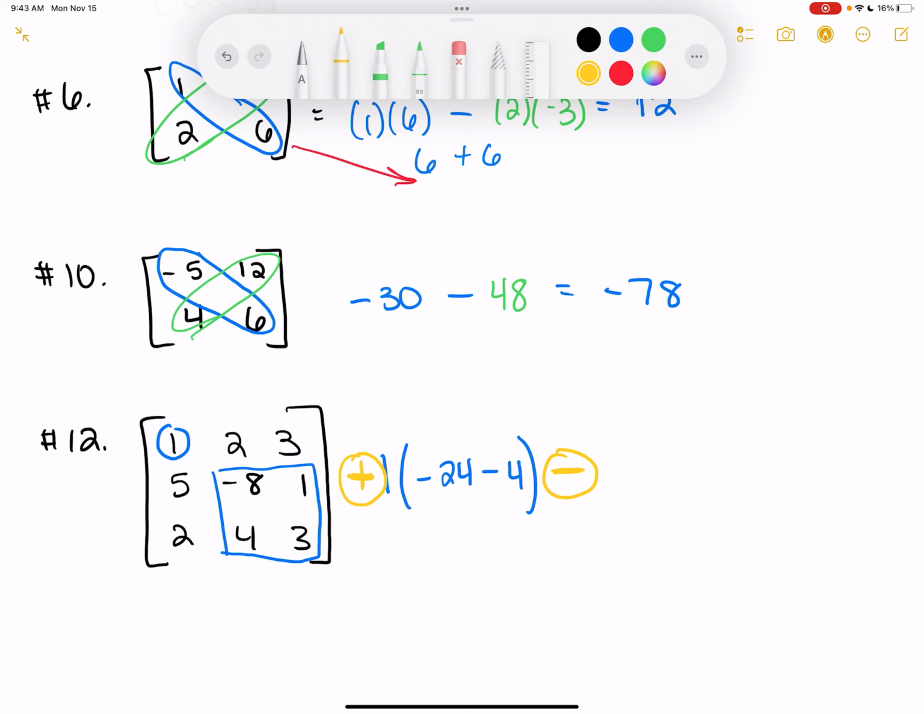So, all right, now we take the middle one, so we do 2 times, so we cover up the middle one. Okay, so we do the determinant of what's left over. So if you cover that up, it's the determinant of 5 times 3 minus 1 times 2. So 15 minus 2.